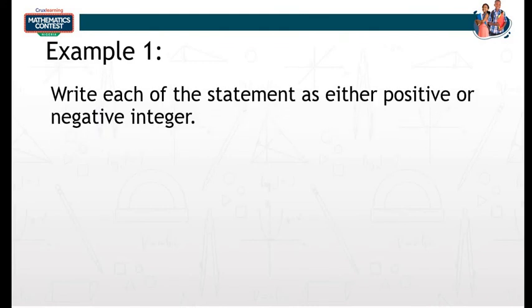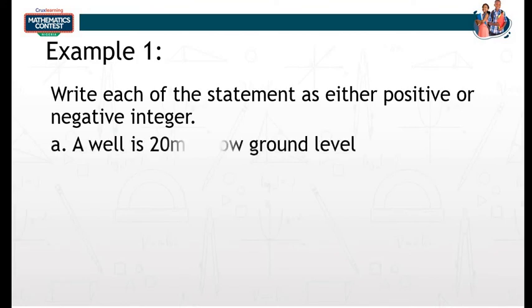All right. So let's try out these examples. Write each of these statements as either a positive or negative integer. So let's see one. Number 1, a well is 20 meters below ground level.